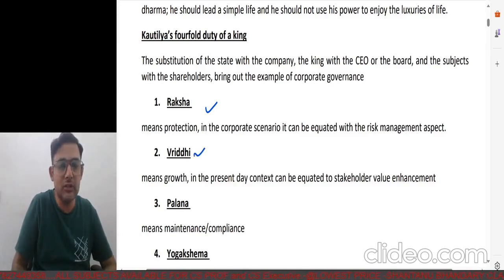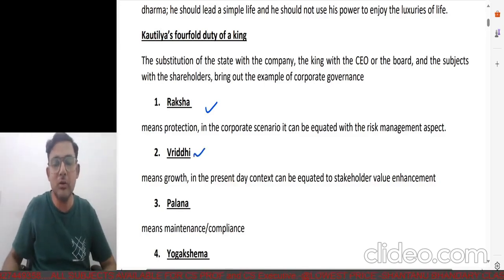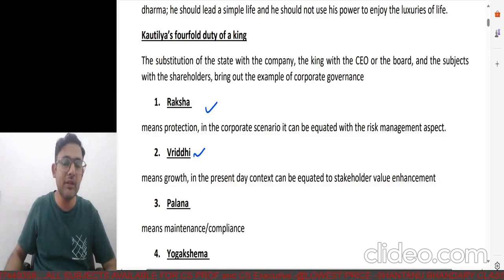Then it says Vriddhi, which means growth. So if you invest any amount of money in the company, being the investor, the whole purpose of investing is to grow your money. So I think the second responsibility of the CEO or the director at this particular point of time is to make sure that the investors actually get a good return from whatever they have been investing.